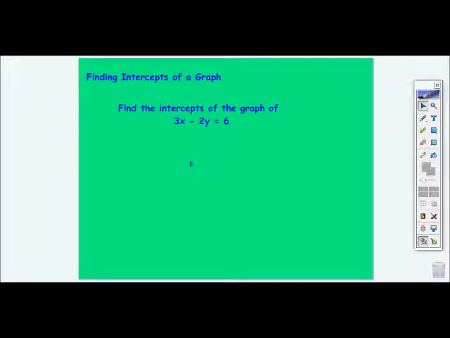We want to find the intercepts of the graph of the linear equation 3x minus 2y equals 6. The first thing I'm going to do is substitute 0 in for y. So I'm going to leave my 3x, minus 2, and I'm going to put in 0 for my y. I know this is supposed to equal 6. So if y was 0, 2 times 0 takes this term out of the equation. We're left with 3x.